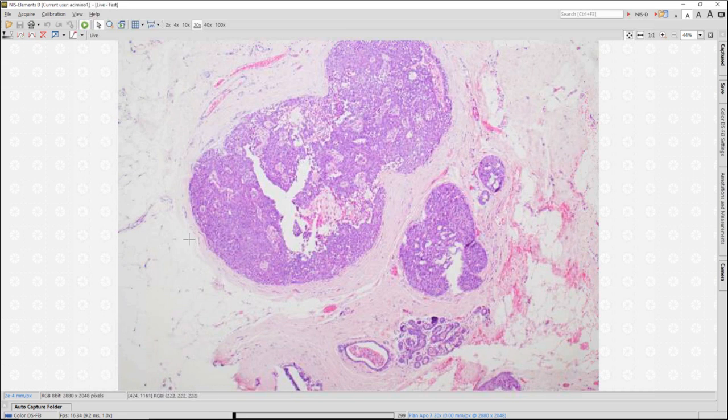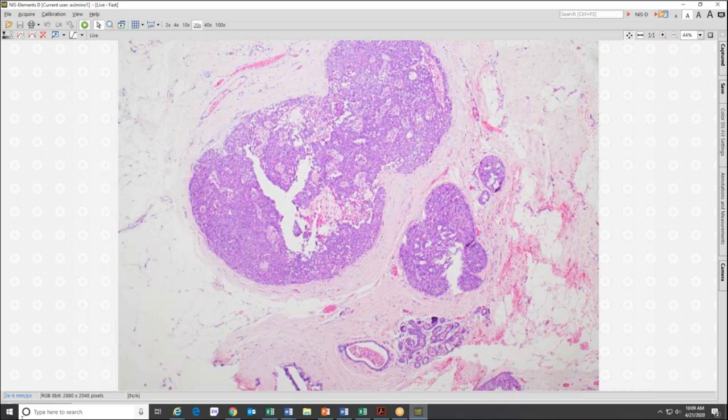So I hope that sort of helps address the question, but I acknowledge and would 100% agree that it can be a very difficult distinction to make, but you can always fall back on what's the nuclear grade. Solid papillary carcinoma should not have high nuclear grade. So that's one branch point. And do you have smooth contours of the lesion around the duct, or is it irregular and infiltrative?